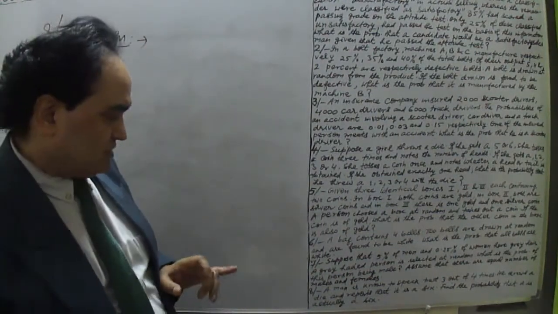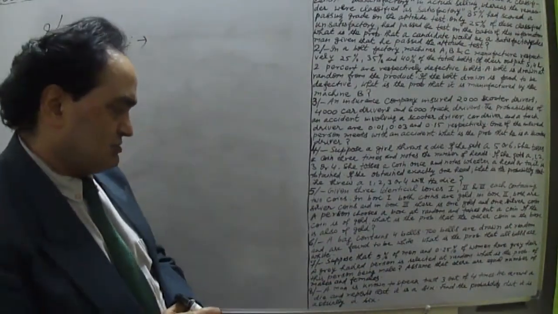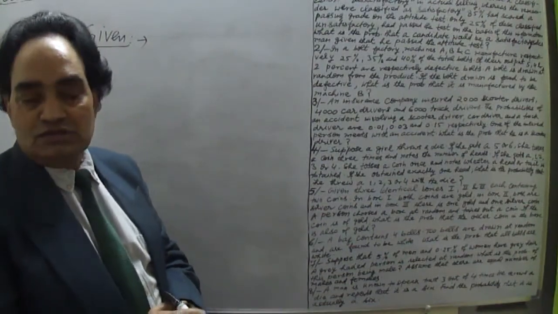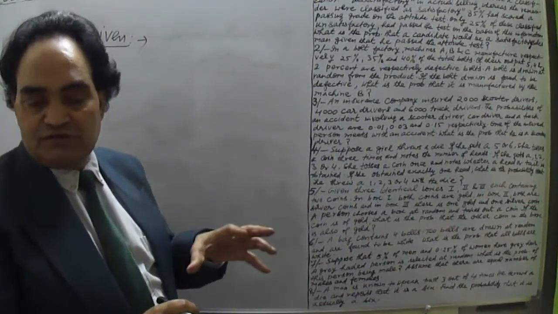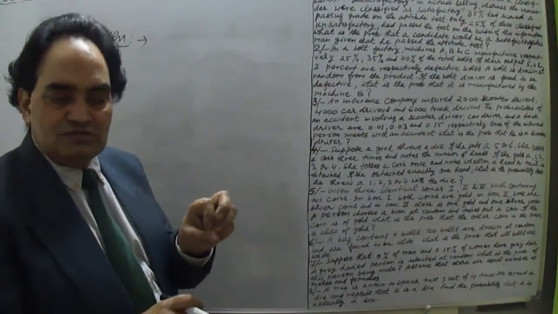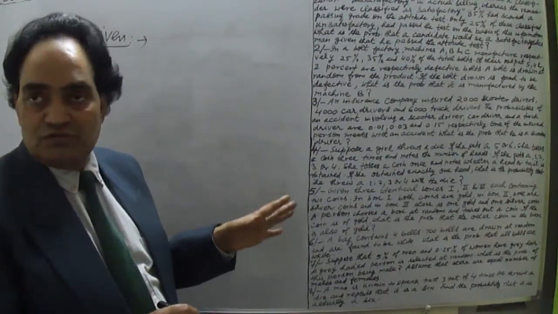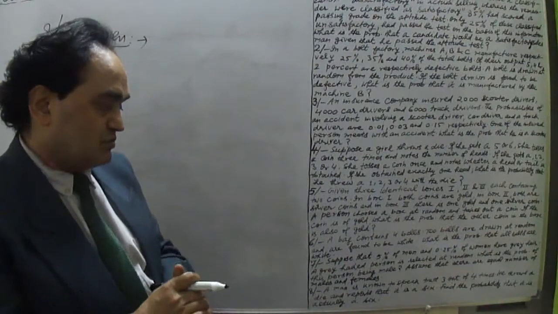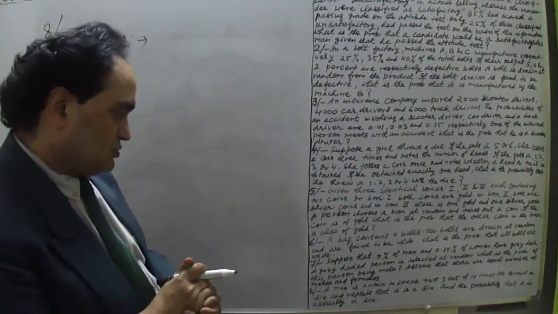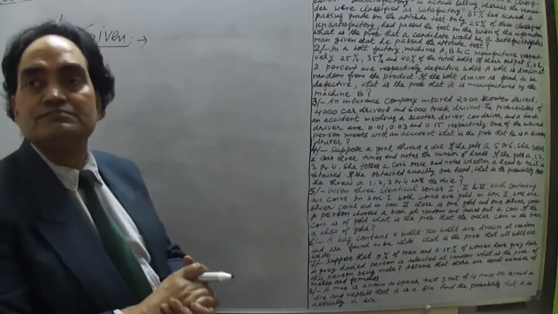Question number 8 says, a man is known to speak truth 3 out of 4 times. So 3 upon 4 is the probability that he is speaking truth. The probability that the man is not speaking truth is 1 minus 3 upon 4, which is 1 upon 4. Alright, so he throws a die and reports that it is a 6.